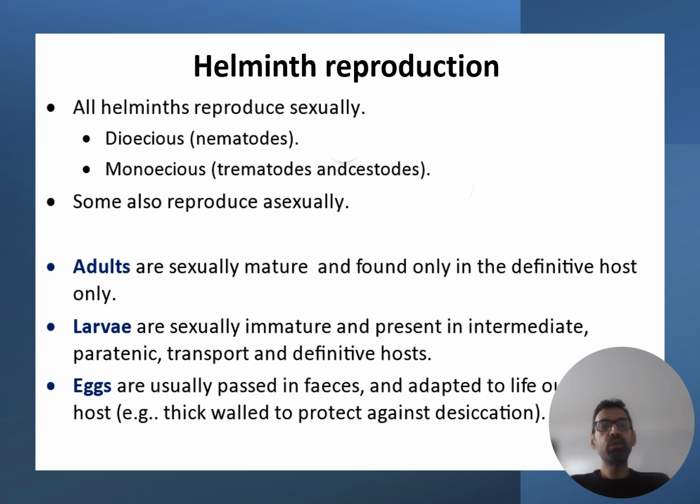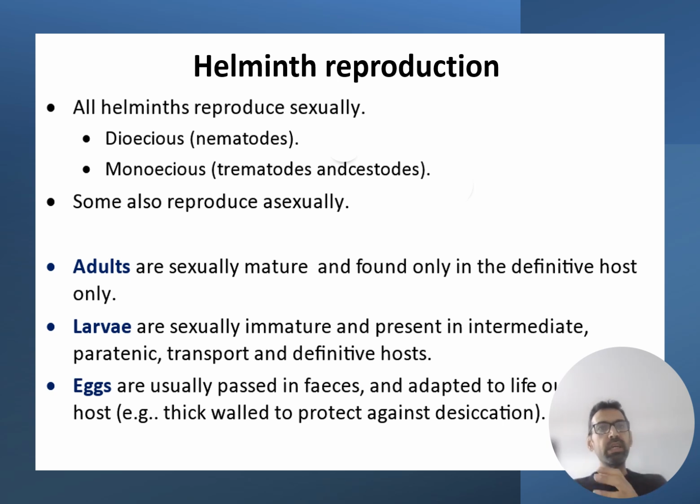All helminths reproduce sexually. Nematodes are always dioecious, where the male and female sex organs are present in two separate adult worms. In the case of trematodes and cestodes, they are monoecious, where the male and female sex organs are present in one single adult.